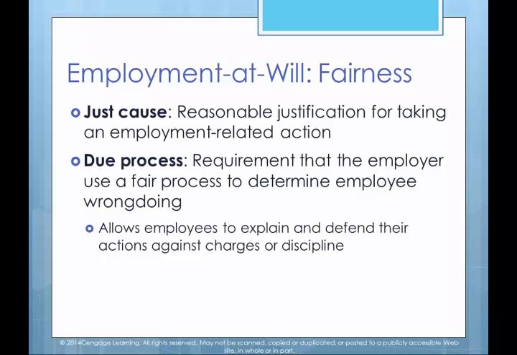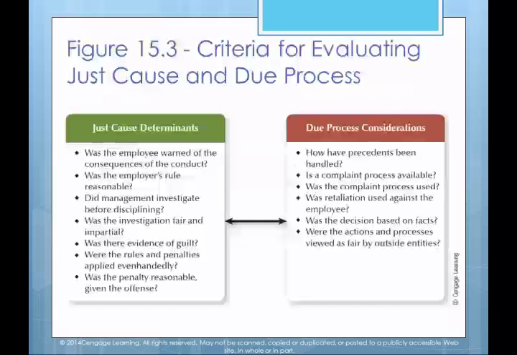Employment at will. So what do the courts look at? They look at criteria for fairness. And it's two things in evaluating just cause at employment at will fairness: just cause and due process. Just cause is reasonable justification for taking an employment-related action. And due process is the requirement that the employer use a fair process to determine employee wrongdoing. So it's got to have a process that allows the employees to explain and defend their actions against the charges or the discipline.